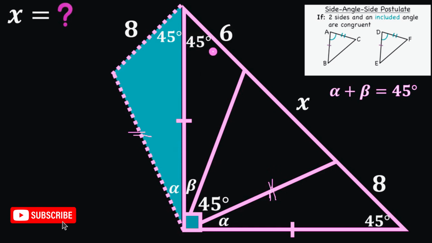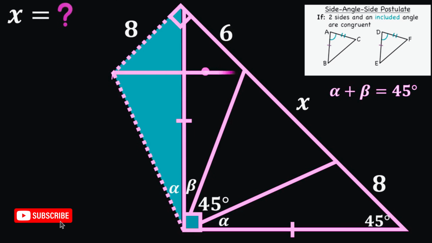Now, 45 plus 45 degrees is 90 degrees for sure. And now at this point, we can create a right triangle by connecting this point to this point. And the legs are 6 and 8. If we get the hypotenuse, we get 10 units. So using the Pythagorean triple, 6, 8, 10.